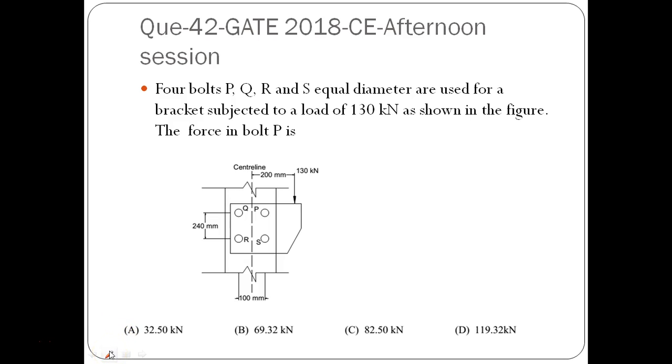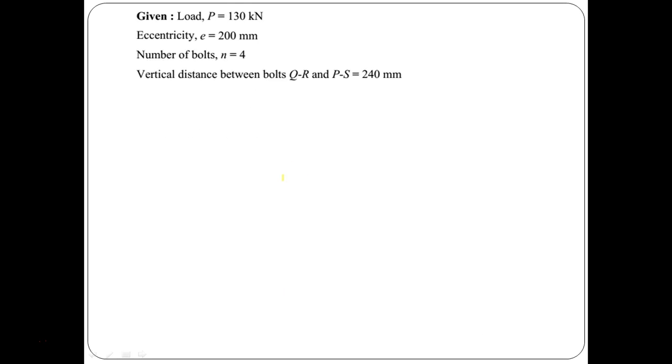Now the student has to solve this particular question within 2 minutes. The difficulty level is somewhat difficult since the calculations involved are somewhat more complex than others. The given parameters are: the vertical distance between two bolts is 240 mm, the horizontal distance between bolts is 100 mm, the load is 130 kN, and the distance from the center line, the eccentricity, is 200 mm. The number of bolts is 4.